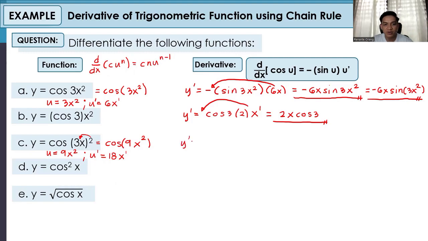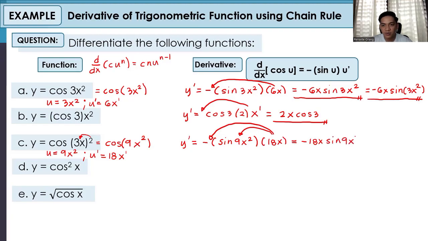That is y prime is equivalent to, sundan lang natin to, that is negative. Then, open parenthesis, si cosine is magiging sine u. So, magiging sine of 9x squared. Close parenthesis, yung u prime po natin class is si 18x. So as I have said earlier, bawal po siyang i-multiply sa loob. Ang gagawin lang po natin is ilalagay siya sa front. So that is equivalent to negative 18x sine of 9x squared. This will be our final answer.